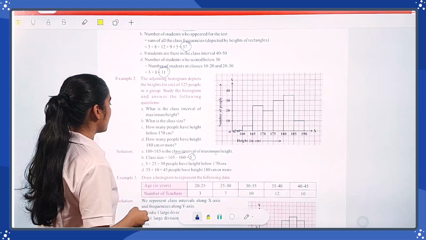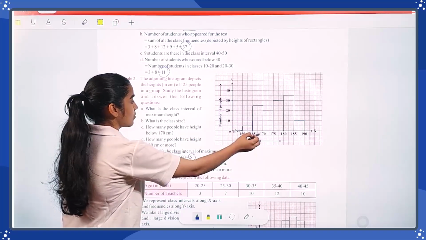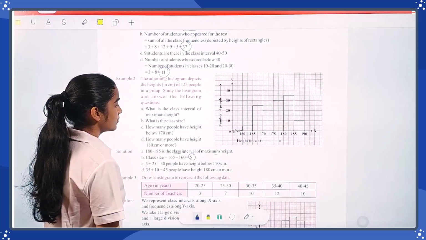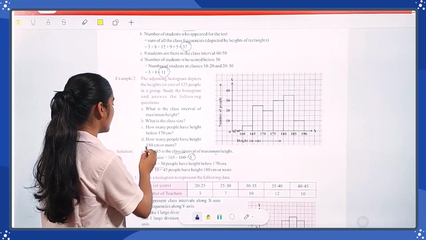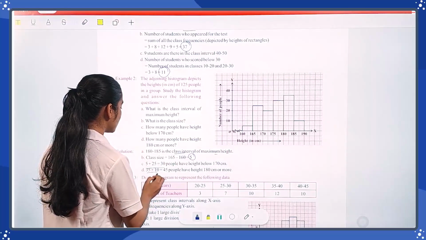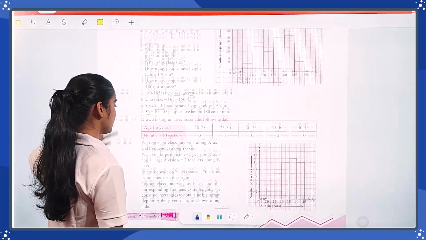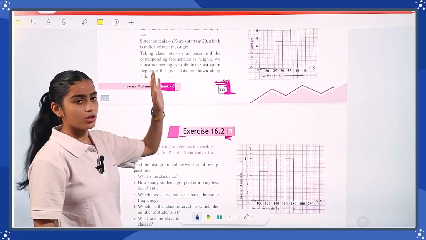How many people have height below 170? Below 170 is 5 and 25, so 30 people. How many people have a height of 180 centimeters or more? 35 plus 10, 45. So in such a way you can represent your data.